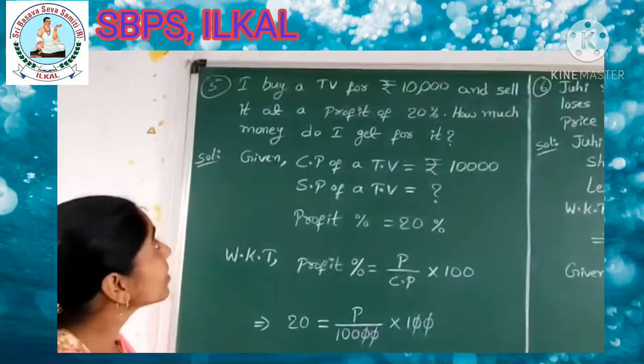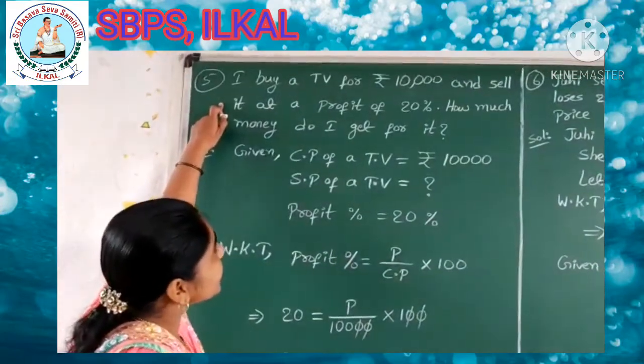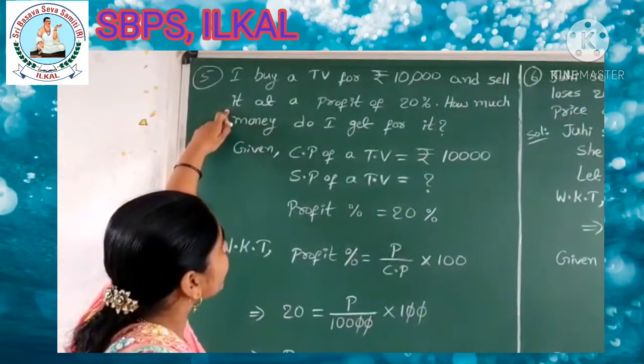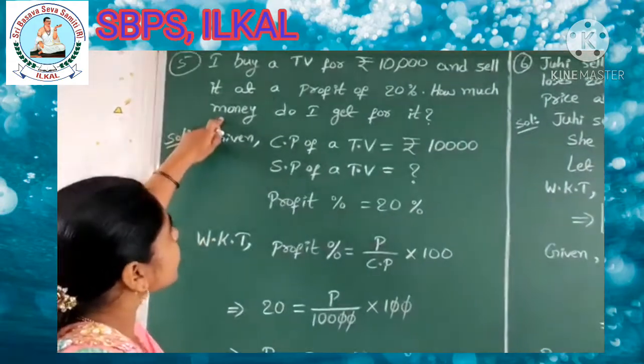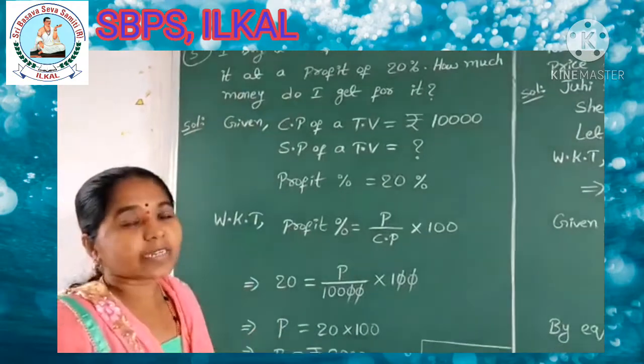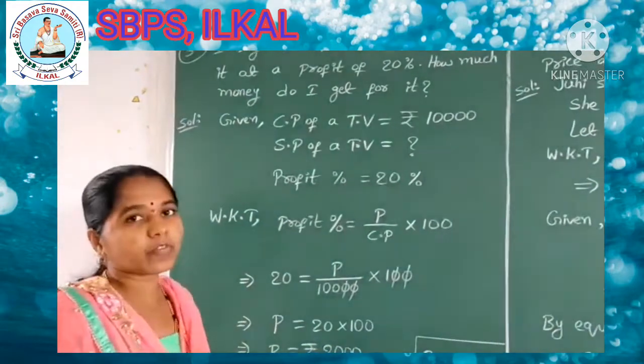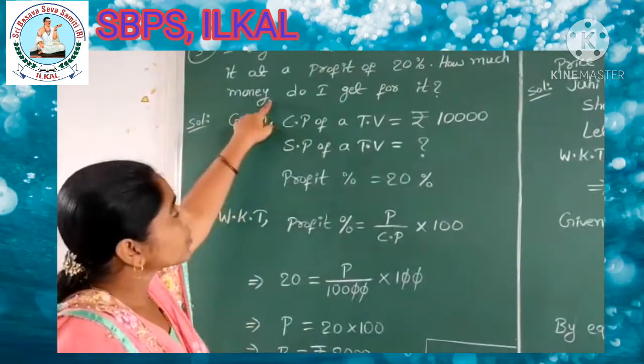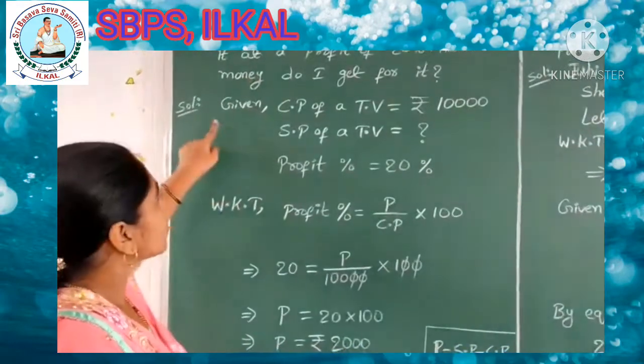Next question. I buy a TV for rupees 10,000 and sell it at a profit of 20%. How much money do I get for it? If you purchased a TV for 10,000 and you sold it at 20% profit, how much money will you get? Solution.